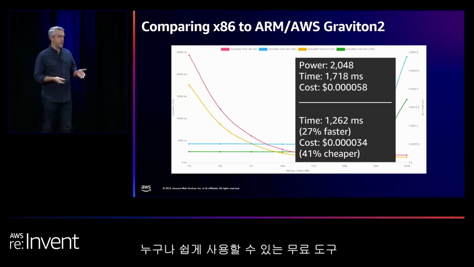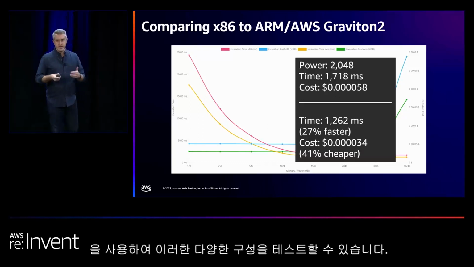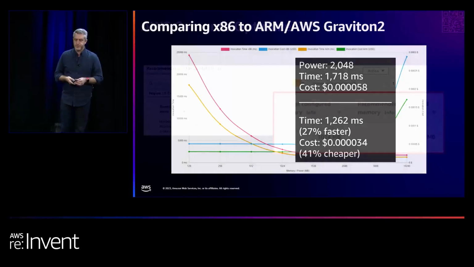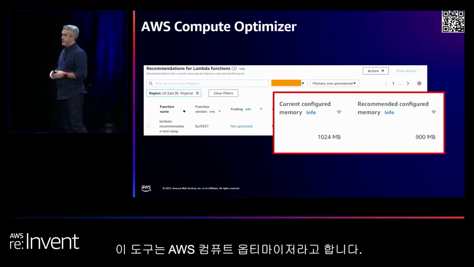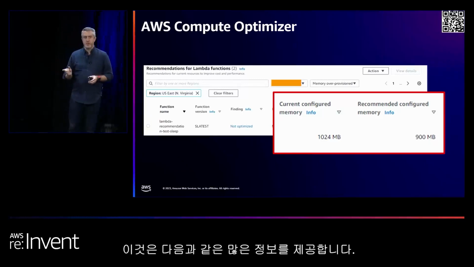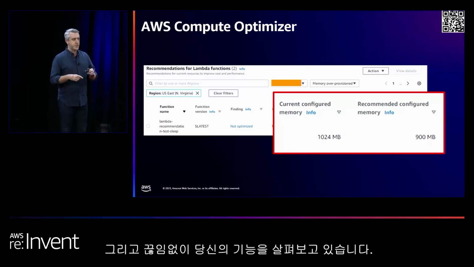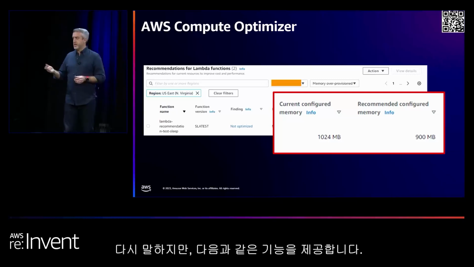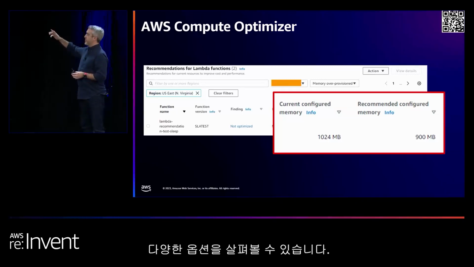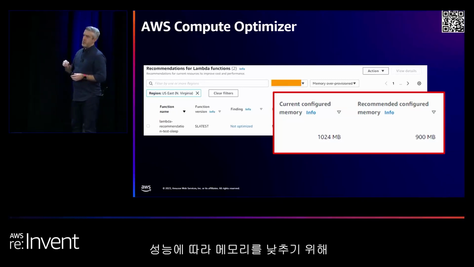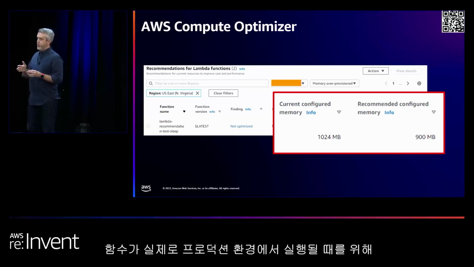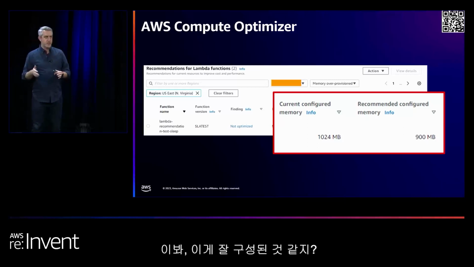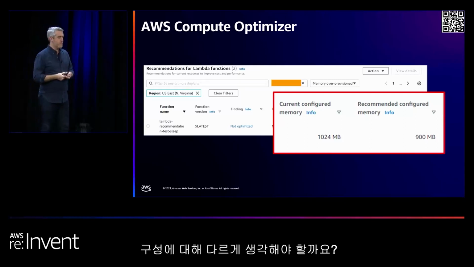So it's a free and easy tool for you to use that gives you the ability to test these different configurations. We also have another tool inside of AWS, which is called AWS Compute Optimizer. This gives you a whole bunch of information. It's constantly looking at your functions and how they perform over time. Again, it gives you the ability to look at the different options for turning down memory based on performance and what you need. So again, another tool in the toolbox for when your functions are actually running in production, to see, hey, does this seem like it's configured well? Should I think differently about configuring it?